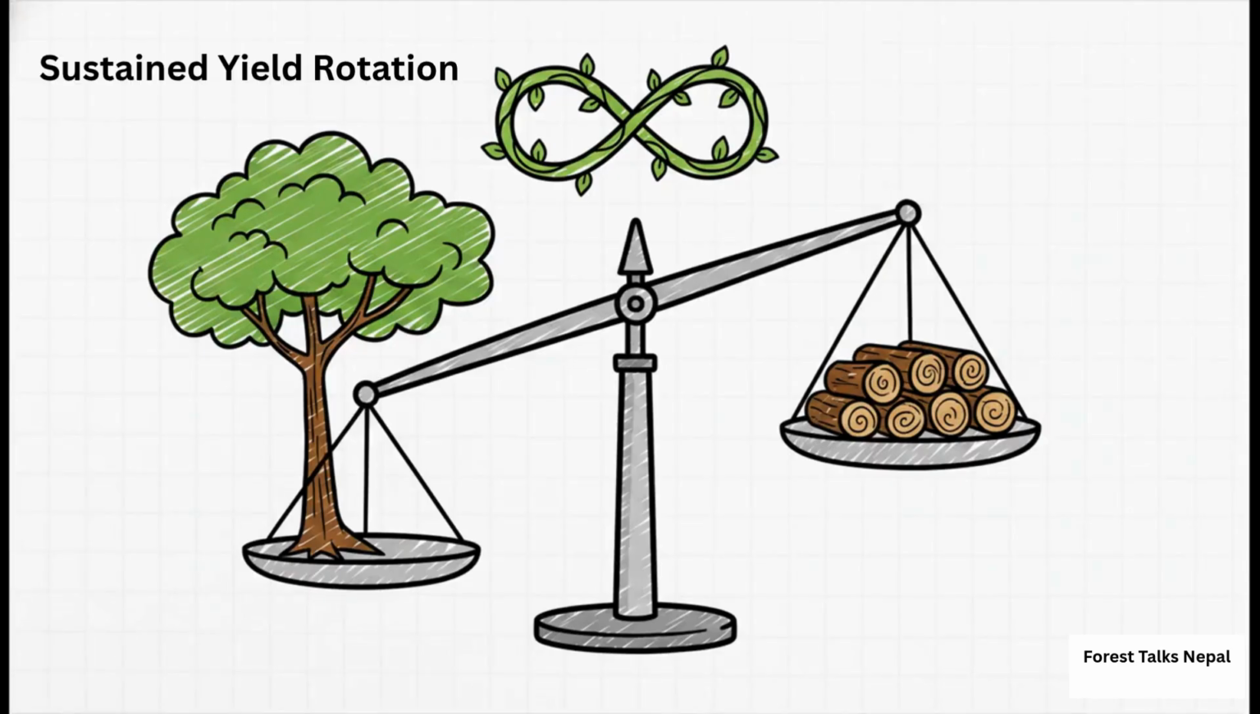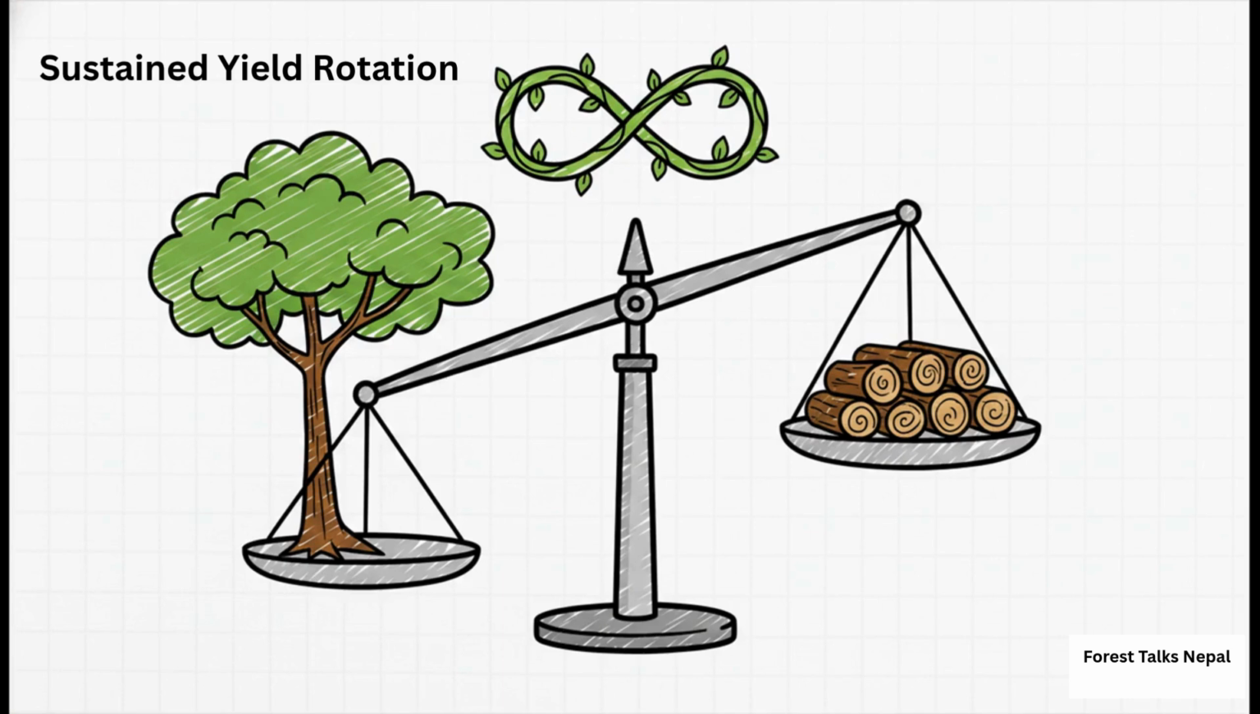And finally, we arrive at sustained yield rotation. I want to pause here and really highlight this one, because this is the absolutely crucial academic goal that modern forestry strives for. The objective here is true long-term sustainability. The technical basis for this is harvesting at the point where MAI, or mean annual increment, equals CAI, the current annual increment. Now look, without getting too bogged down in the math, that intersection point where MAI equals CAI is the absolute technical sweet spot.